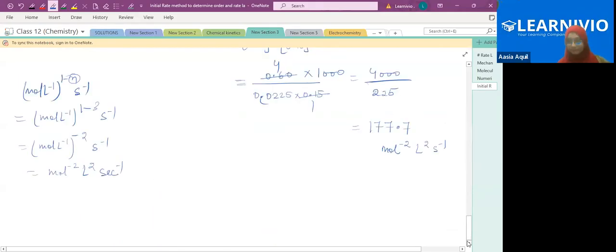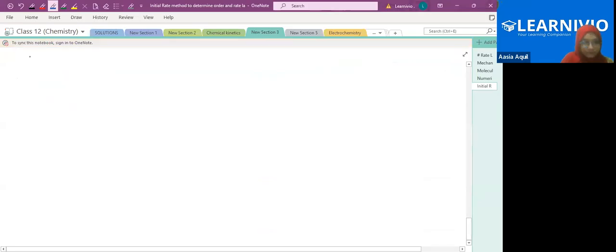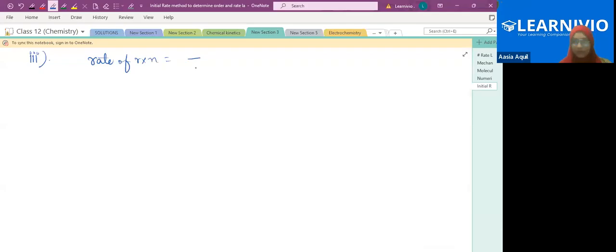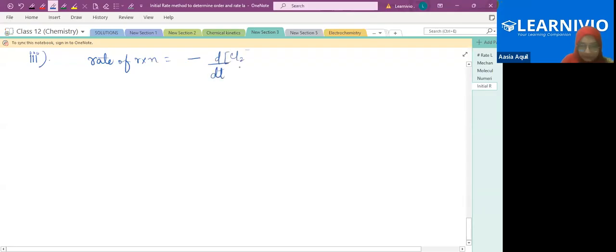Okay, let's see. So what was the rate? Rate of reaction. Because the rate of disappearance is given, we can write down the rate of reaction. We will only take the rate of disappearance of Cl2 because other information is not given, so we have to calculate everything using that table only. So what is given? d upon dt of Cl2. This is the rate of disappearance of Cl2.